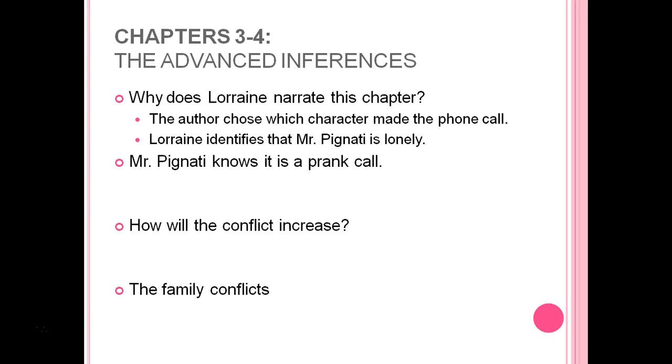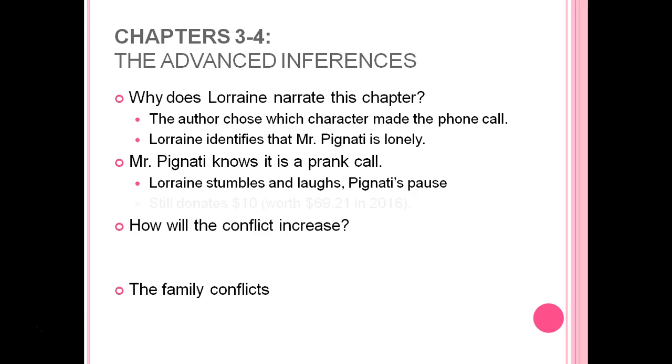I also want to note that if you were really paying attention, you may have noticed that Mr. Pigmani knows it is a prank phone call, which goes with Lorraine's idea that he might be lonely and just wanting to talk to somebody. For instance, Lorraine stumbles when trying to figure out the name of the charity, and she laughs uncontrollably, and there's a pause by Mr. Pigmani, and then he continues to talk as if nothing was wrong. That's probably the sign that he figured this out.